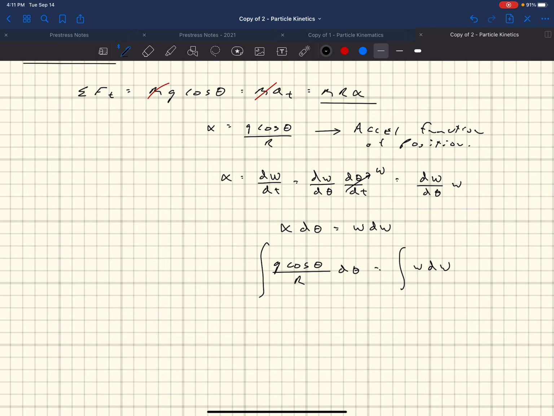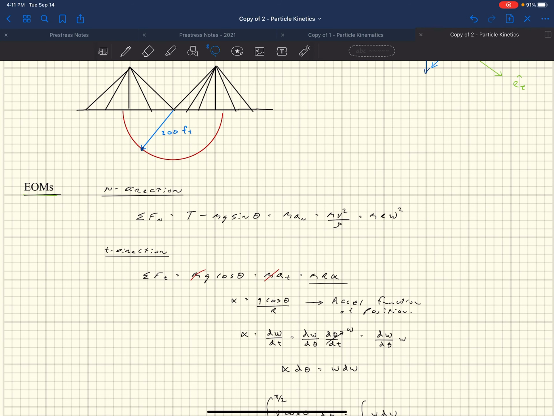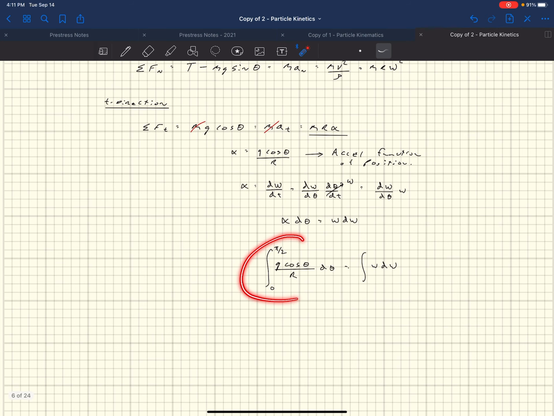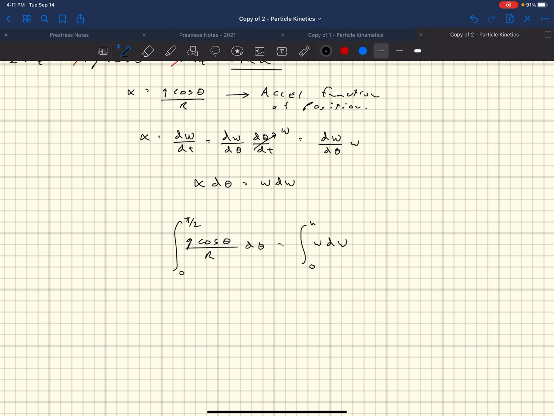This guy is going from 0 to pi over 2. Why pi over 2? Pi over 2 is the angle of theta when it's down at the bottom. It's the angle when these guys are in this position down here. That theta is pi over 2. All right, so I'm going to integrate this from 0 to pi over 2. And then on this side, I'm going from 0 to omega. I'm after that omega that's up here.